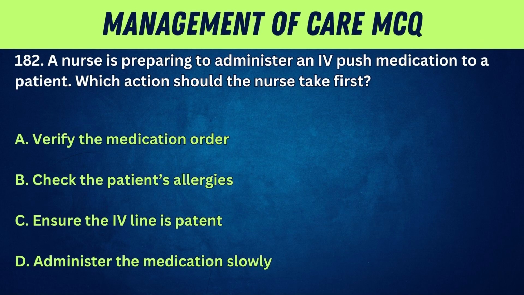182. A nurse is preparing to administer an IV push medication to a patient. Which action should the nurse take first? A. Verify the medication order. B. Check the patient's allergies. C. Ensure the IV line is patent. D. Administer the medication slowly.